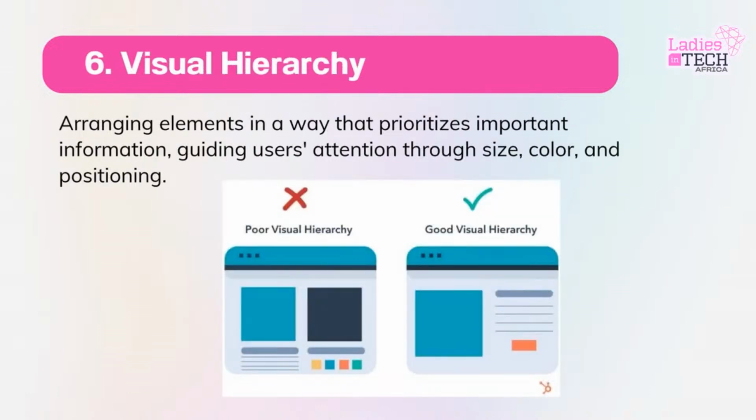And the last one is visual hierarchy. I think Esther treated this a bit in the last class. So visual hierarchy in UI is arranging elements in a way that prioritizes important information. So you are guiding the user's attention, and as we all know, for English speaking and English reading people, we read from left to right. I think Arabic reads from right to left, and then maybe Chinese too. But for English, we read from left to right.